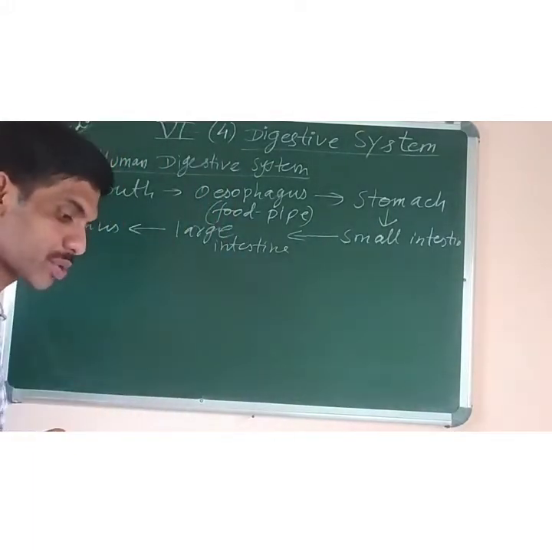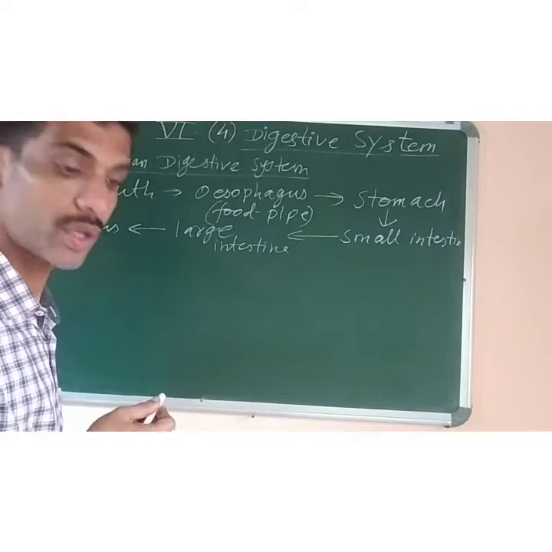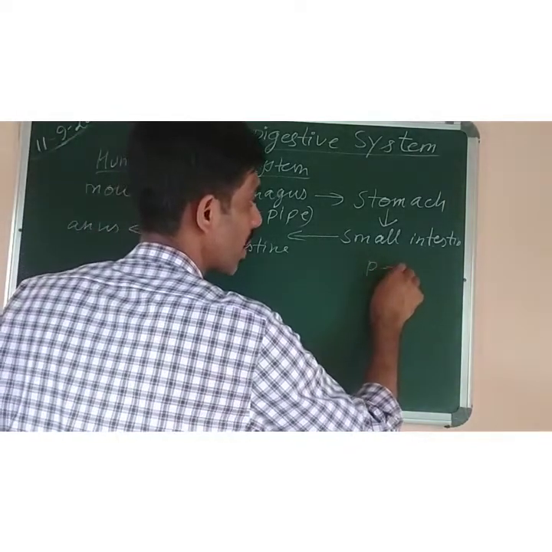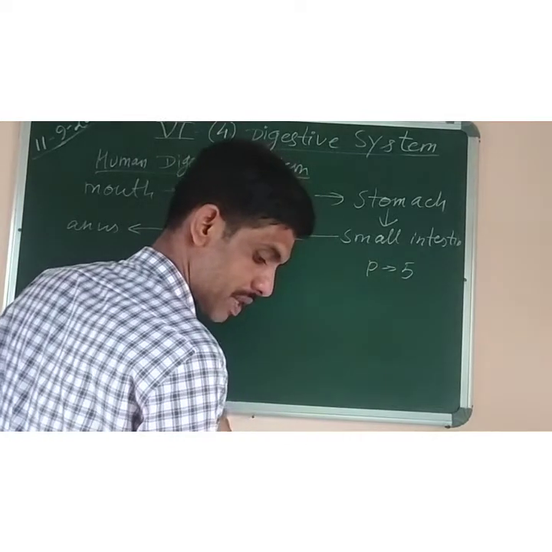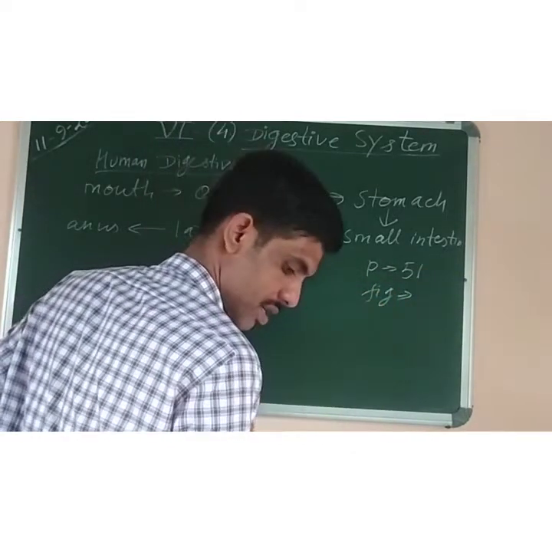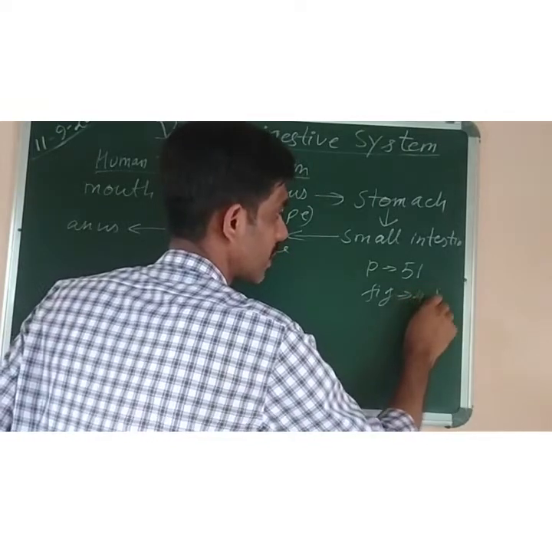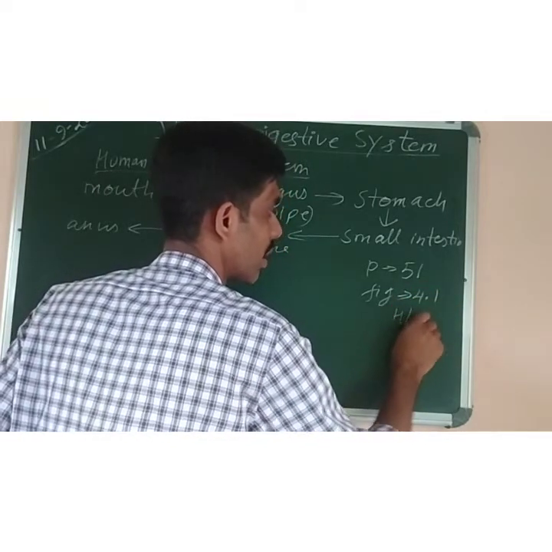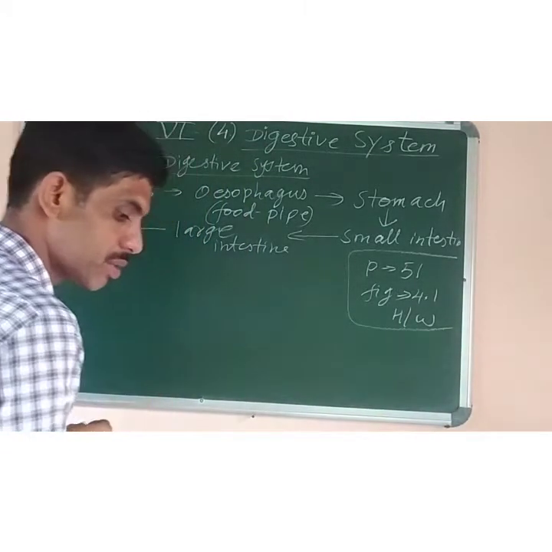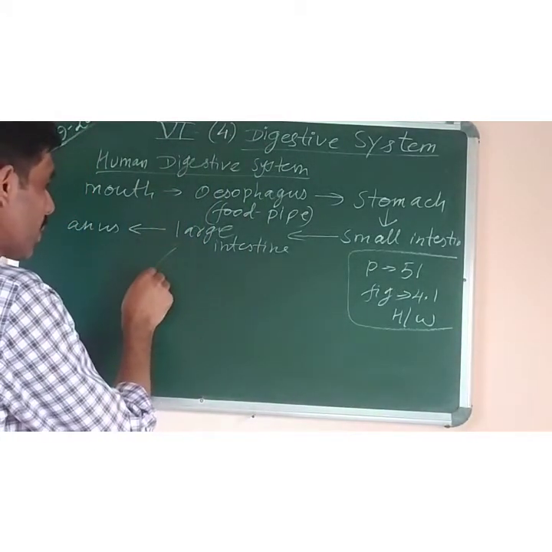Even the diagram is there, figure 4.1 in your book on page number 51. So that you have to do as homework. Page number 51, figure 4.1. You have to do it as homework. Draw this diagram in your copy. Okay? Now I'll try to draw that diagram in a simple way.